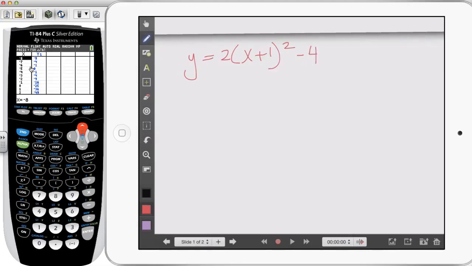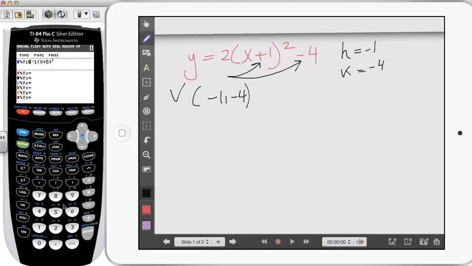Now as you can see, the vertex is a pretty point. It's (-1, -4). Remember, the vertex is always going to be the h and the k. So in this case, the h is -1 and the k is -4. But you can always verify that on the calculator. So I'm going to go to y equals and graph that, and together we're going to see, if the vertex is not a pretty point, what is it that I can do to find it? So it's 2(x plus 1) squared minus 4.